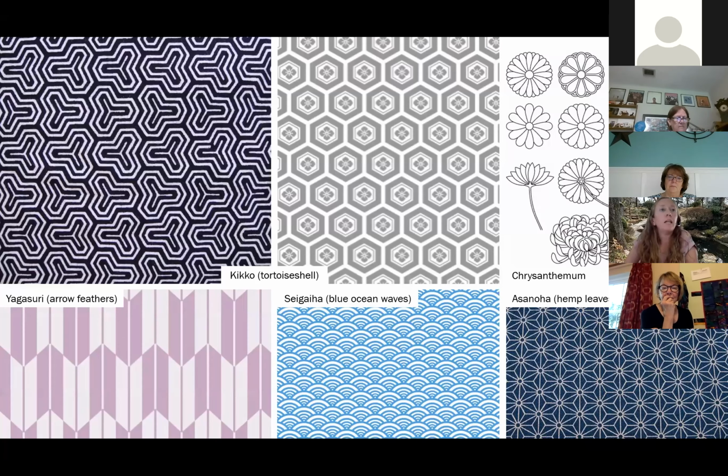A few of them here, you can see the top 2 are considered a tortoiseshell. Chrysanthemum is a very popular flower and an important symbol for Japan. It's representative of autumn, and it's as important as the cherry blossom. And a personal favorite of mine, I think, are the arrow feathers down on the bottom left corner. They're popular for their straightforwardness and grace.